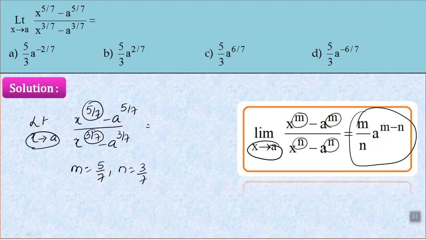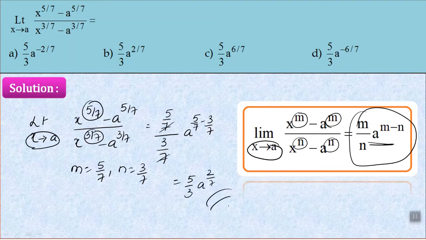Now applying this formula, m by n, that is 5 by 7 divided by 3 by 7 into a power m minus n, that is a power 5 by 7 minus 3 by 7. This equals to, here 7 7 get cancelled, 5 by 3 into a power, here LCM is 7, 5 minus 3, that is 2. Therefore, the answer is option B.